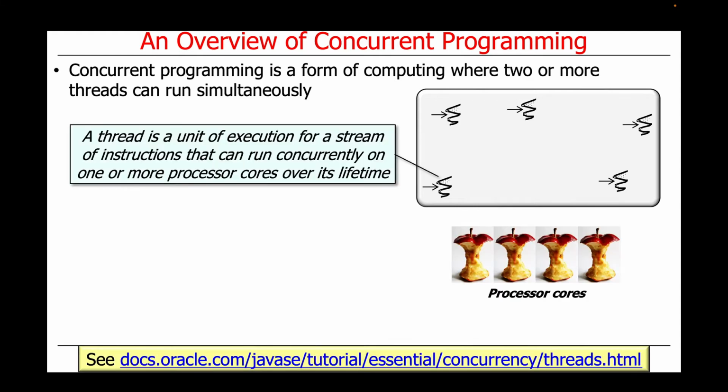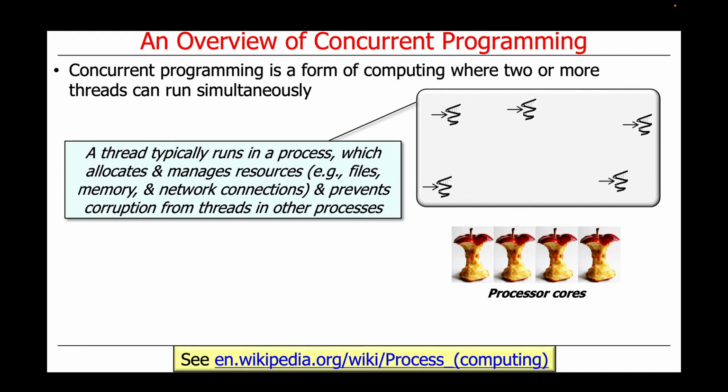Well, this, of course, raises an important definitional question. What is a thread? A thread is a unit of execution for a stream of instructions that can run concurrently on one or more processors over its lifetime. And I typically show threads as little squiggles. They look like little pieces of thread with arrows indicating some kind of instruction pointer. So that's what a thread is going to be denoted as. But the definition here is a good way to think about what a thread is.